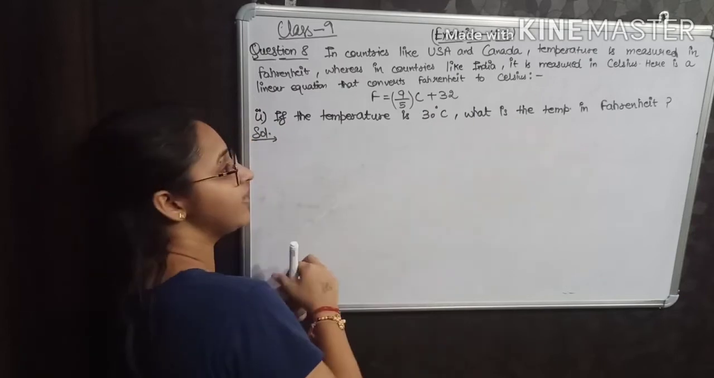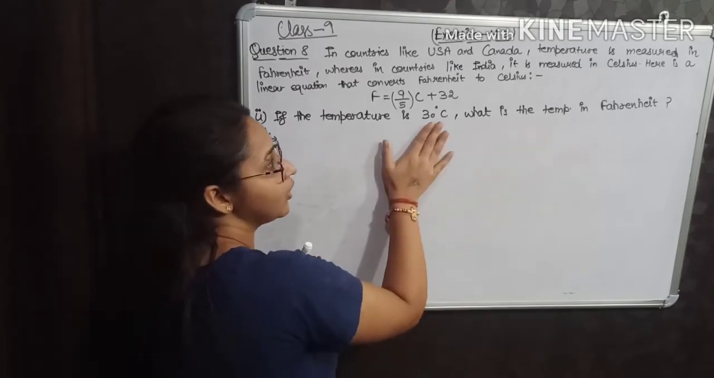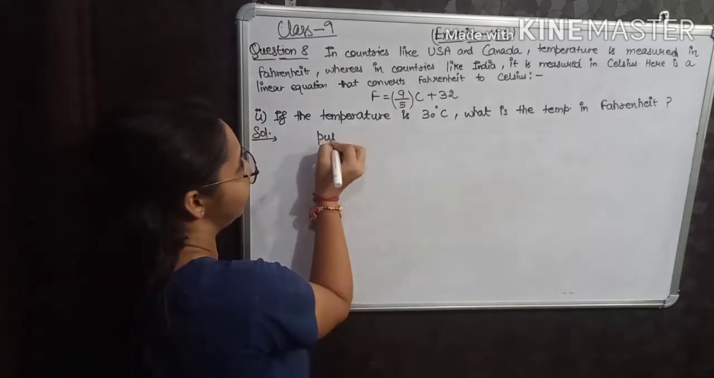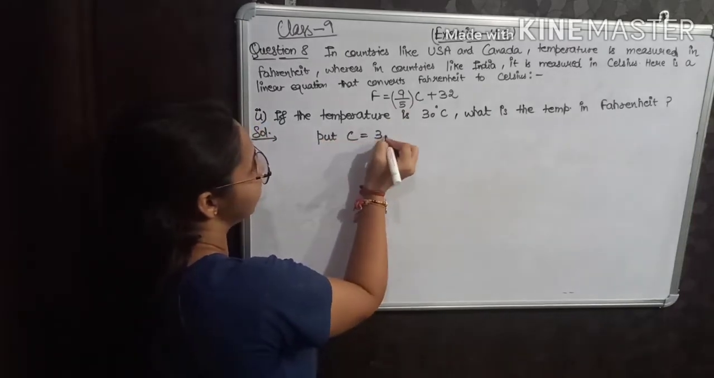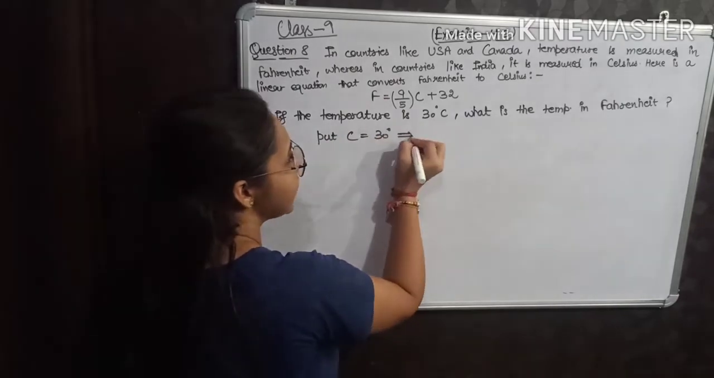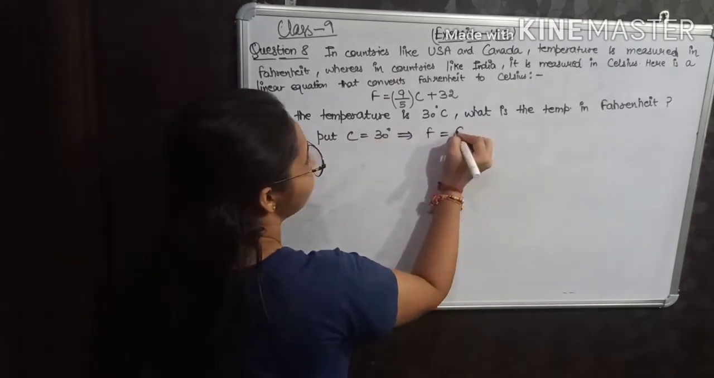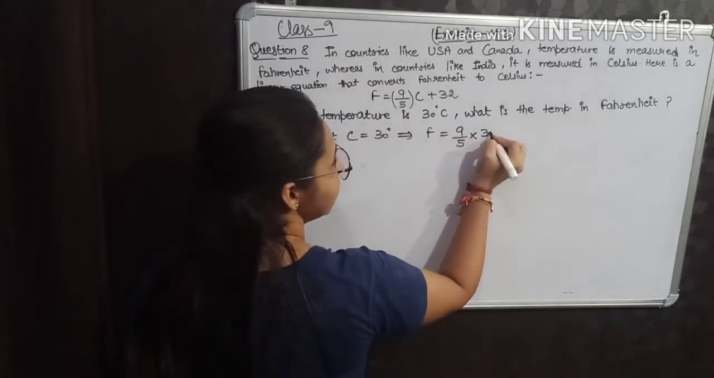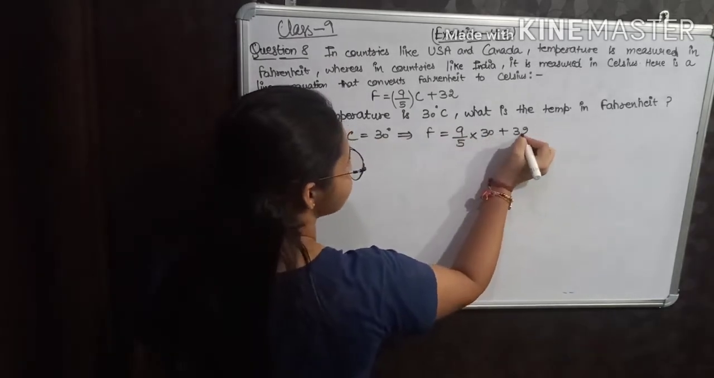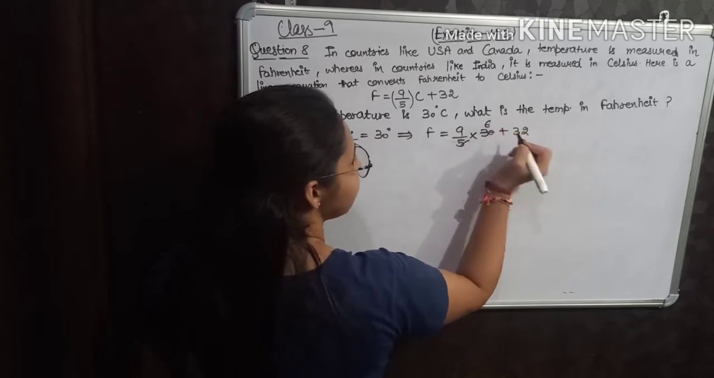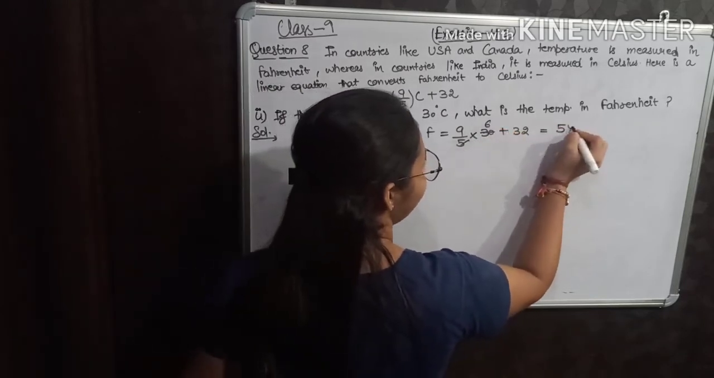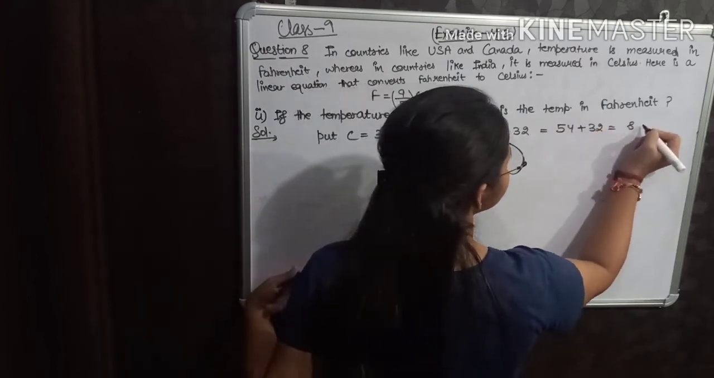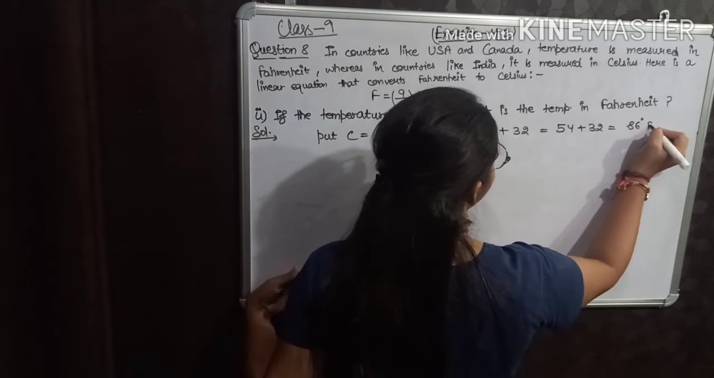So you can easily find it by putting C is equal to 30 in the given equation. So first you will write, put C is equal to 30 degrees. It implies F is equal to 9 by 5 multiply C, C is 30, plus 32. So it will give you 5 6s are 30, 9 6s are 54, and 54 plus 32 will give you 86 degrees Fahrenheit.